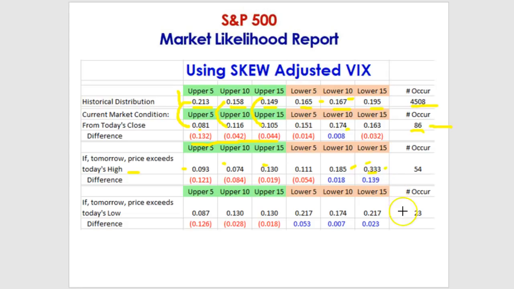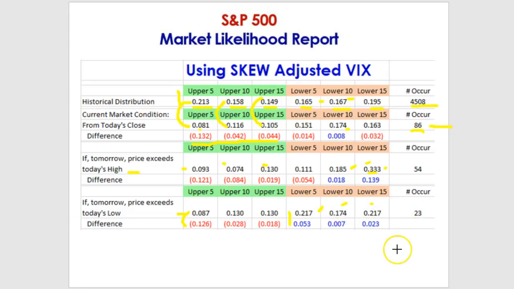And if price exceeds below the low of Friday, you could see in that case, similarly, the upper bands get struck less often. All 3 of the lower bands are struck more often if in this case Friday's low gets exceeded. Okay, 21, 17, and 21% of the time.